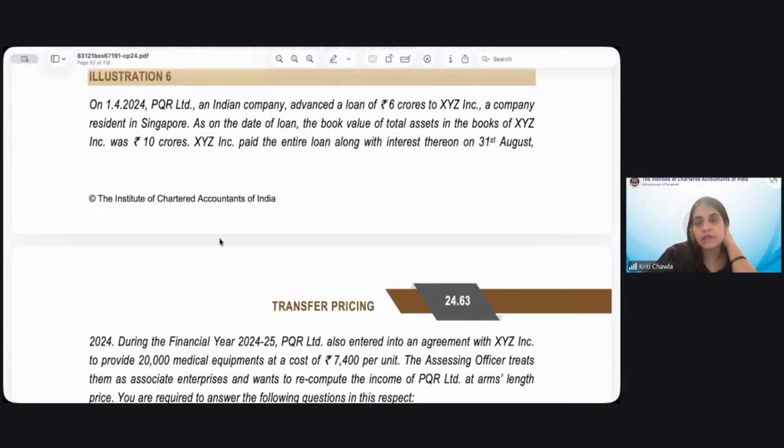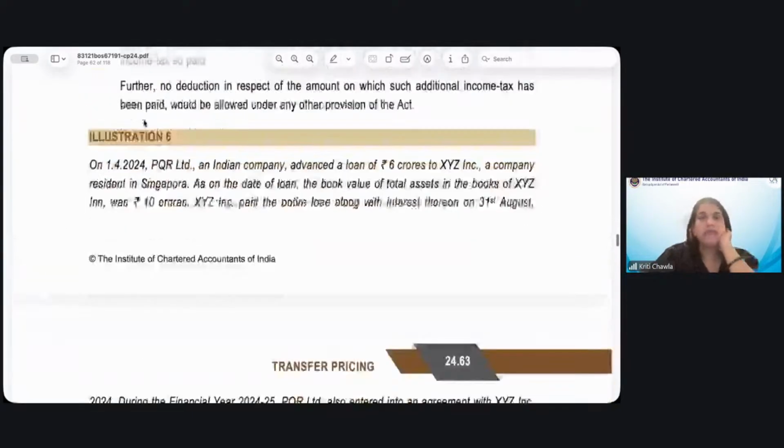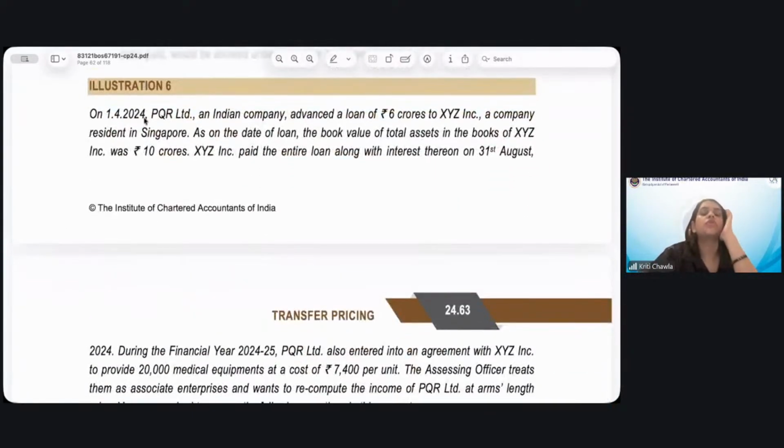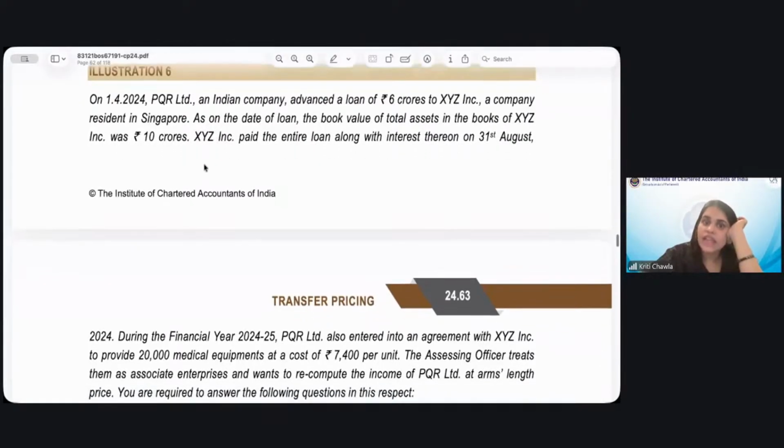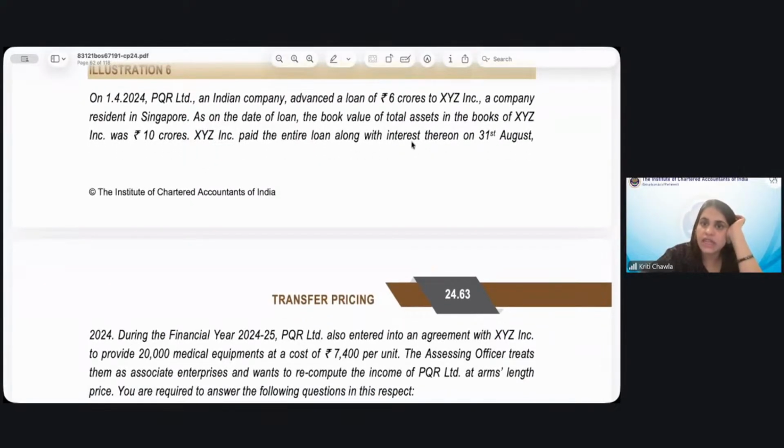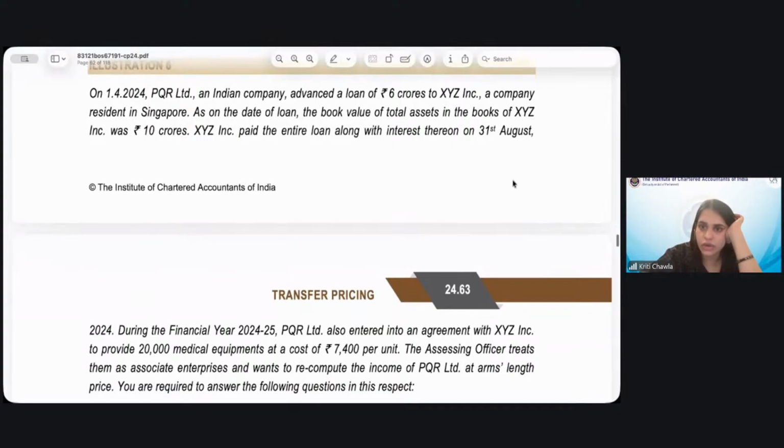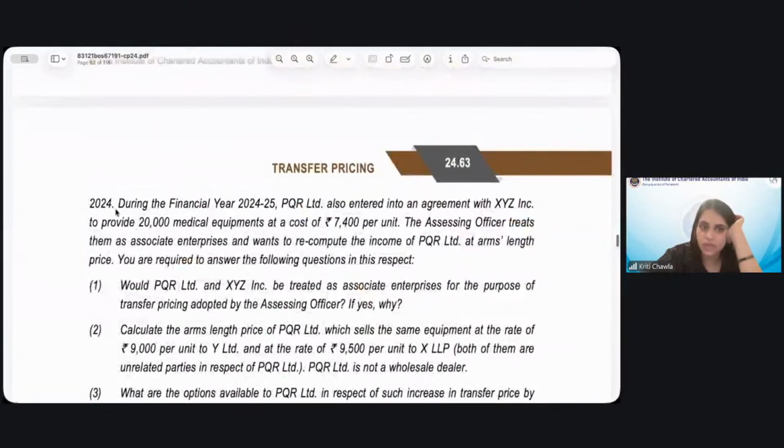Okay, so let's get back to this particular question. This question talks about secondary adjustment, and it says that on 1st April 2024, PQR Limited, an Indian company, advanced a loan of 6 crore to XYZ Incorporation, a company resident in Singapore. As on the date of the loan, the book value of total assets in the books of XYZ Incorporation was 10 crores. XYZ Incorporation paid the entire loan along with interest thereon on 31st August 2024.